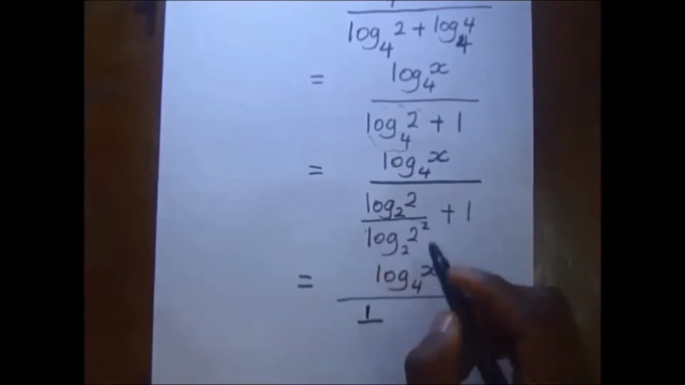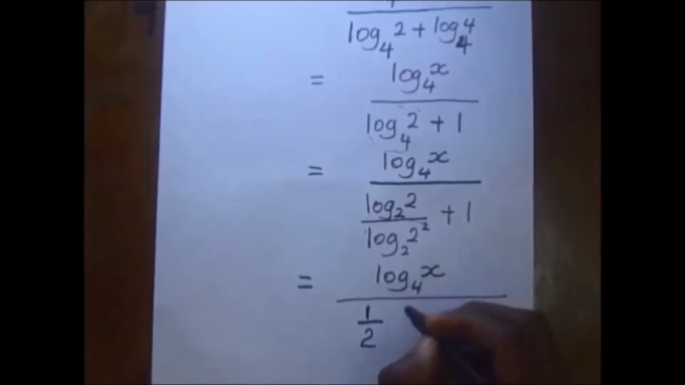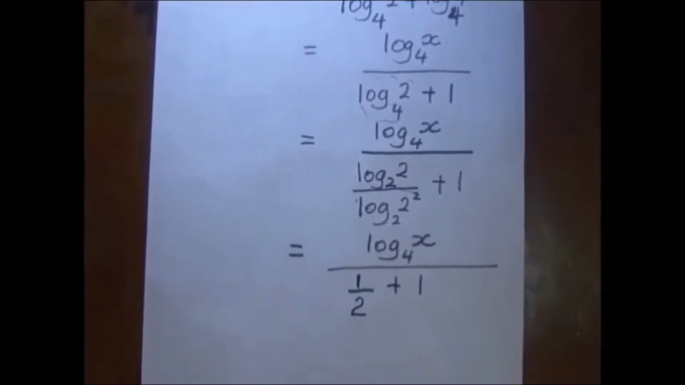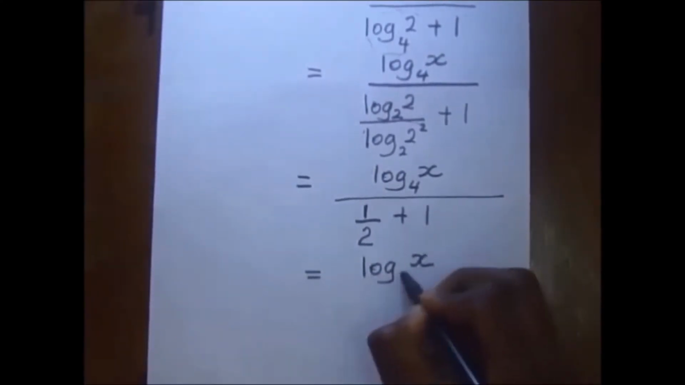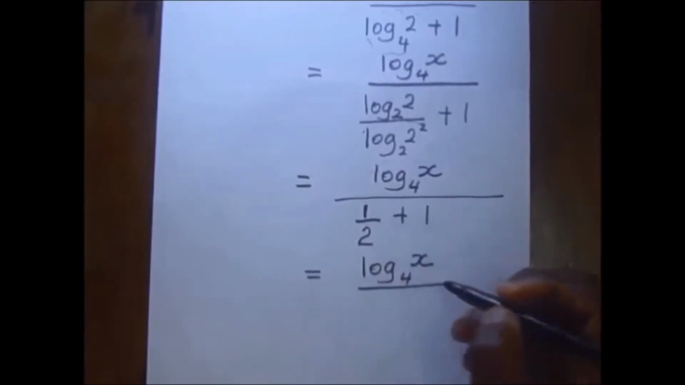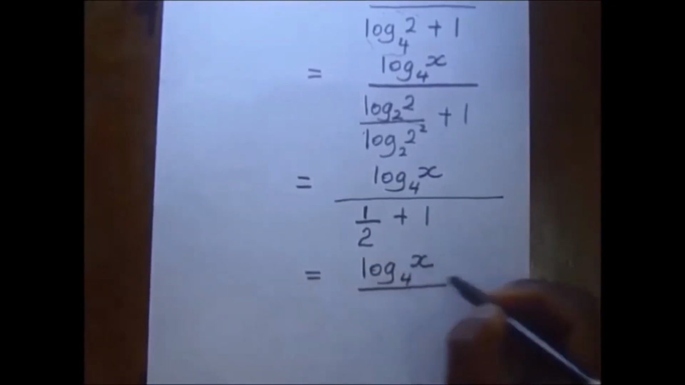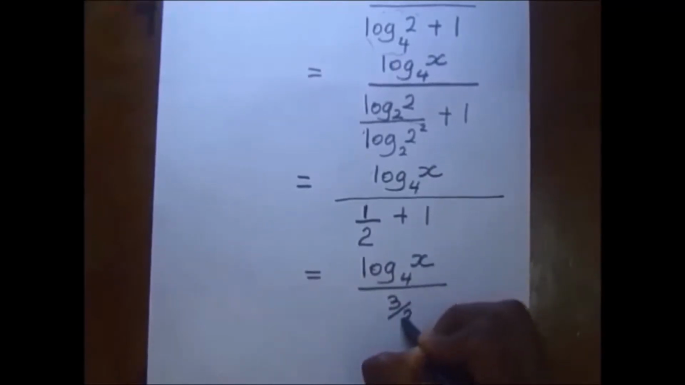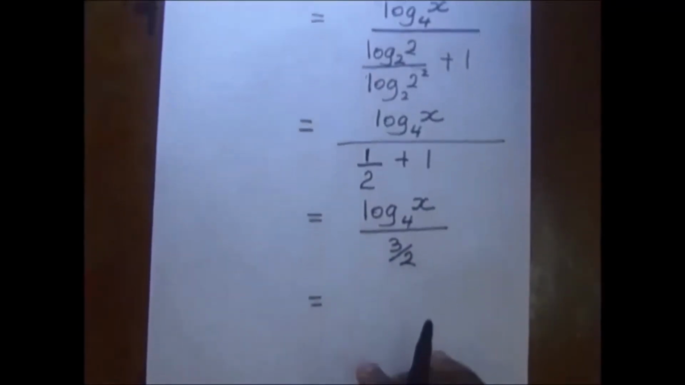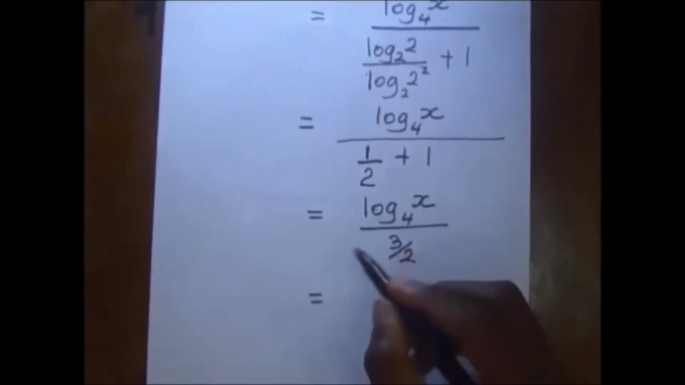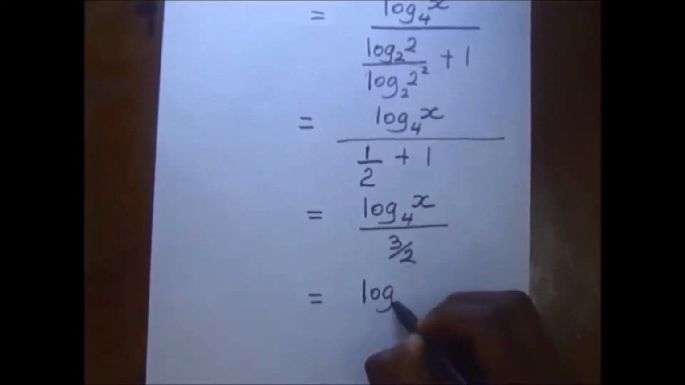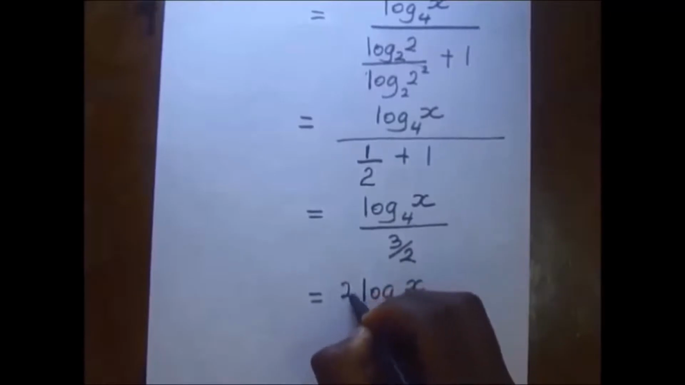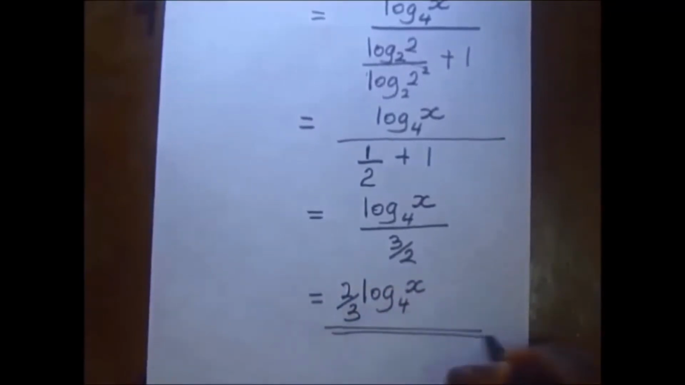When you put that 2 there, it's because it's also going to become 2. So this is a half plus 1. So it will become logarithm of x base 4, divided by half plus 1, which is 1.5, which is 3 over 2. And you find that log of x base 4 divided by 3 over 2 is the same as saying log of x base 4 times 2 over 3. And from there we have proven our question.